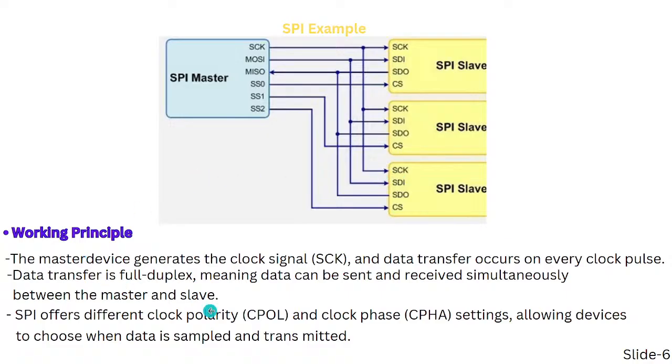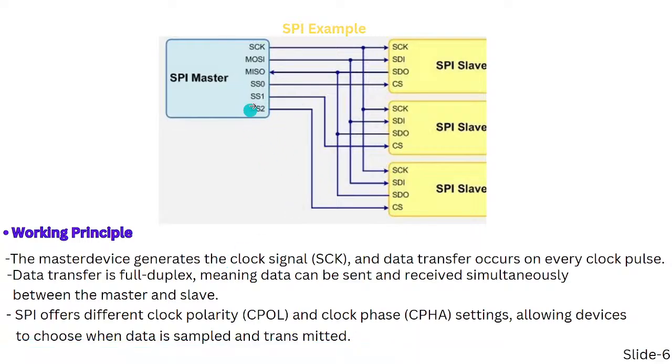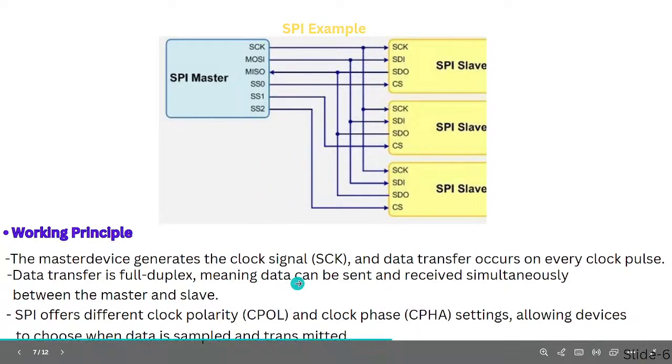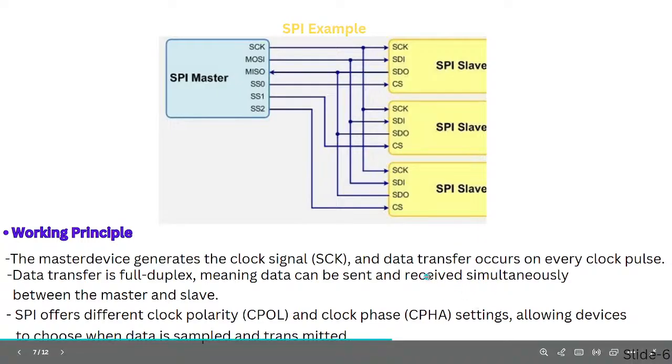Now we see the working. The master first of all generates a serial clock. The serial clock is generated after selecting the slave device. Then transfer can occur for every clock pulse. Data transfers in full duplex. Full duplex means sending and receiving simultaneously between the master and slave. Then SPI offers different clock polarity and clock phase. Now we explain through the diagram.